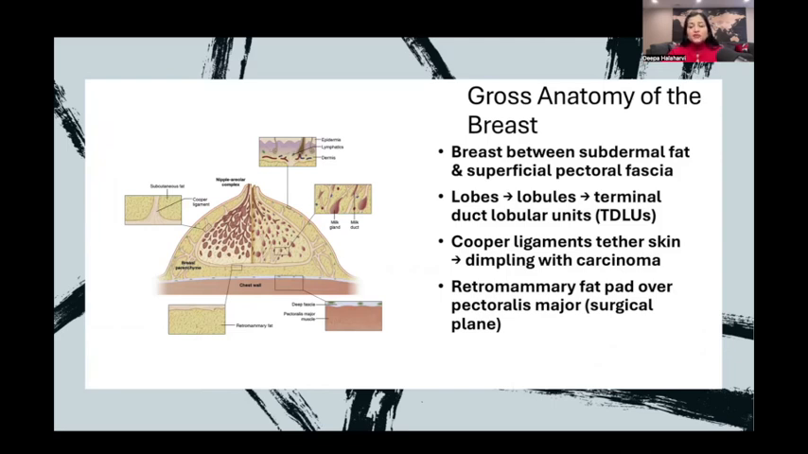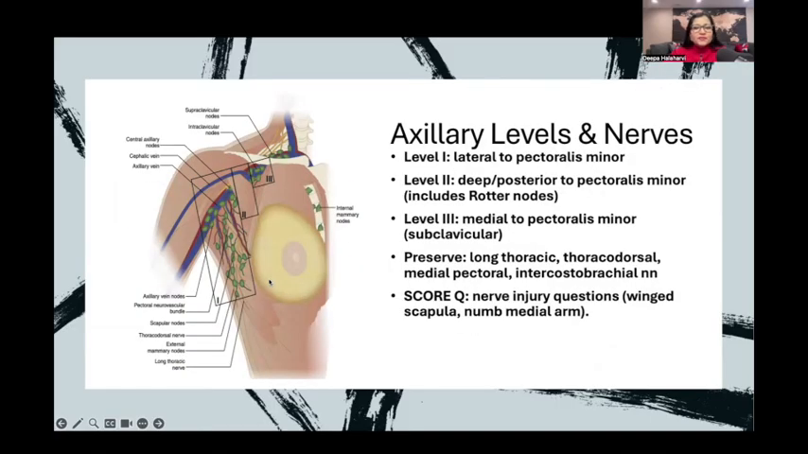So, the breast is between the subdermal fat and the superficial pectoral fascia, and it's right here. This is the chest wall. The breast has its own fascia, and then there is the superficial pectoral fascia, as well as the retromammary fascia that's right behind the breast tissue. The breast is usually lobes that become lobules, then TDLUs, terminal duct lobular units, right here. Cooper's ligaments are these right here. They tether the skin. This is what causes the dimpling with cancer. Cooper's ligaments, that may be a question. And like we talked about, the retromammary fat right here is the fat pad over the pectoralis muscle, and that's your surgical plane that you want to be in when you're operating.